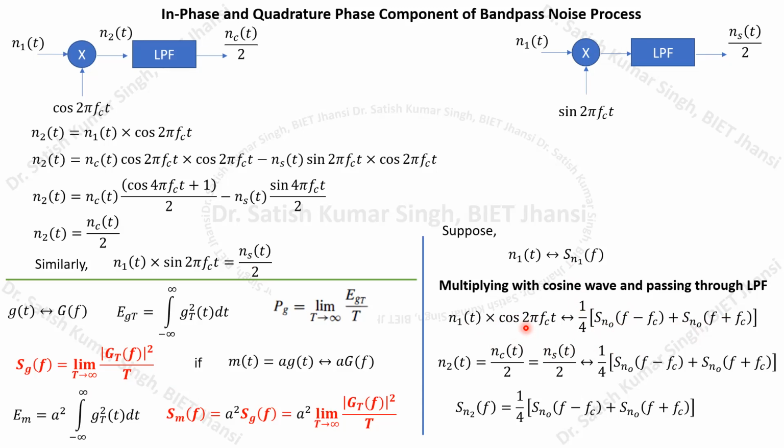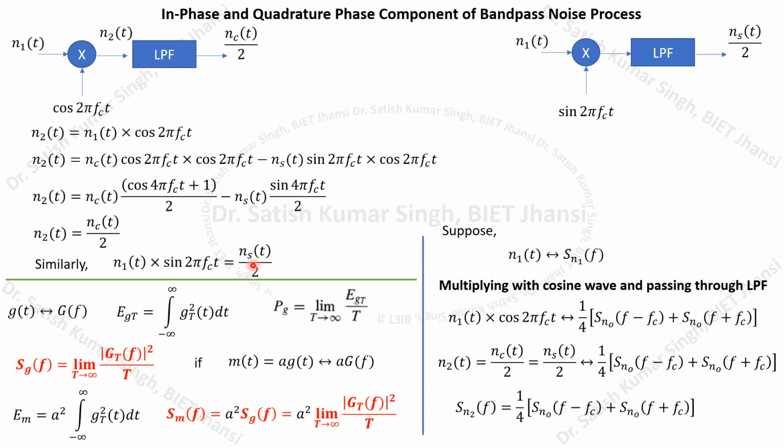In a similar fashion, the PSD is also going to be shifted, a shifted version of your original PSD. But here we can notice that we are going to get this particular factor of 1 by 4. So why this factor of 1 by 4? Because here it is going to become a factor of 1 by 2. Here we can see that it is 1 by 2.